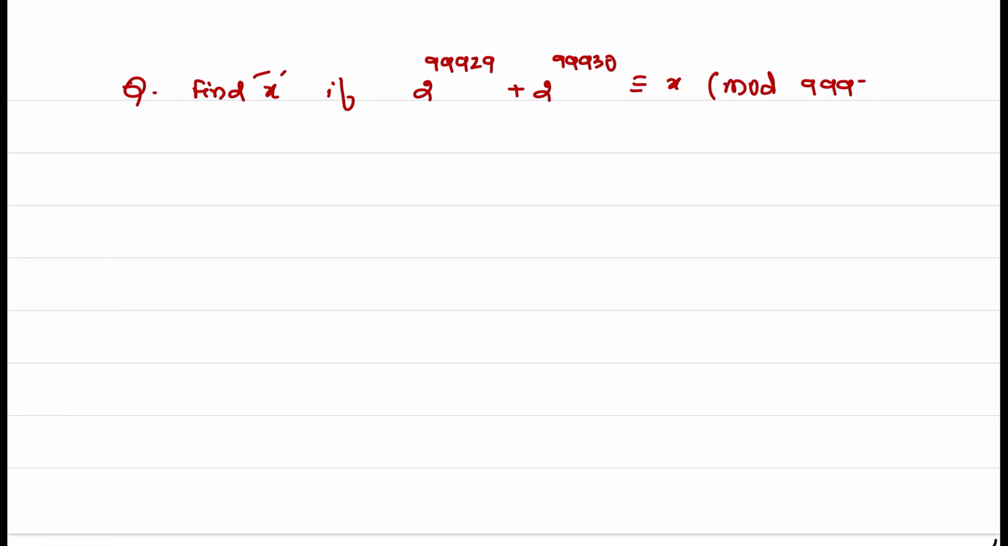Question is, find x if 2 to the power of 99929 plus 2 to the power of 99930 equivalent to x mod 99929. Here x is the remainder. Solution.